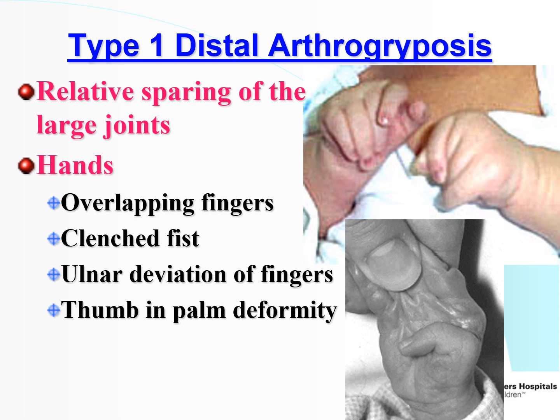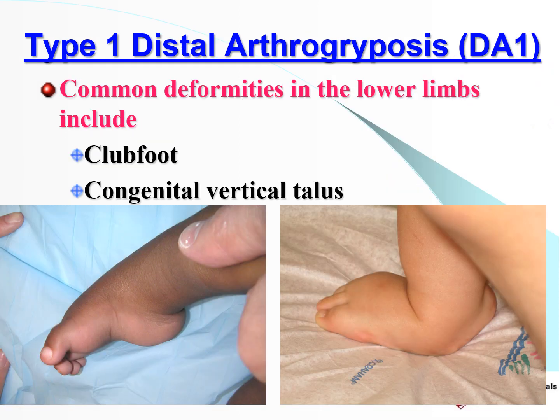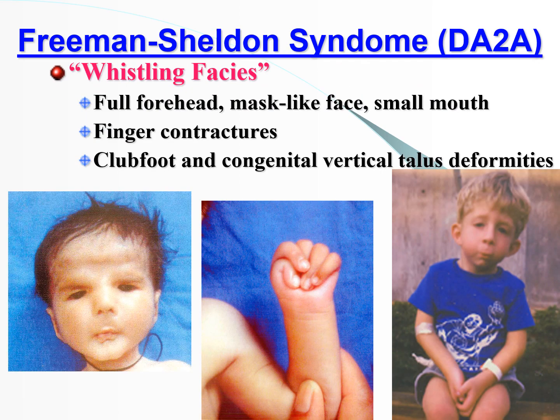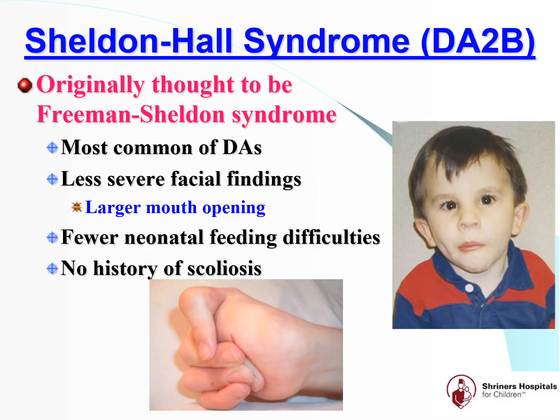The type 1 distal arthrogryposis relatively spares the large joints, like the knees and elbows. It affects the hands where the fingers are overlapping and the thumb is in the palm. And they can have club feet or congenital vertical talus. Freeman-Sheldon syndrome is type 2A and is also known as whistling facies syndrome because the mouth is small and puckered. They have finger and hand contractures as well as club feet and congenital vertical tali. The type 2B is known as Sheldon-Hall syndrome. These patients used to be thought to have Freeman-Sheldon syndrome until it was found that as a group, these patients are less severely affected and don't get scoliosis.